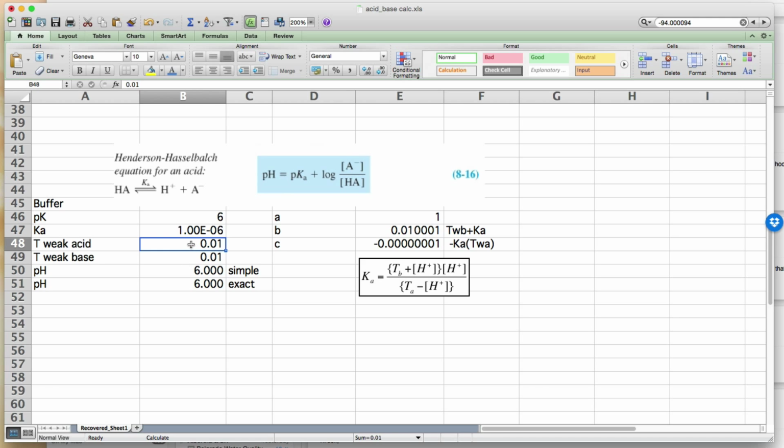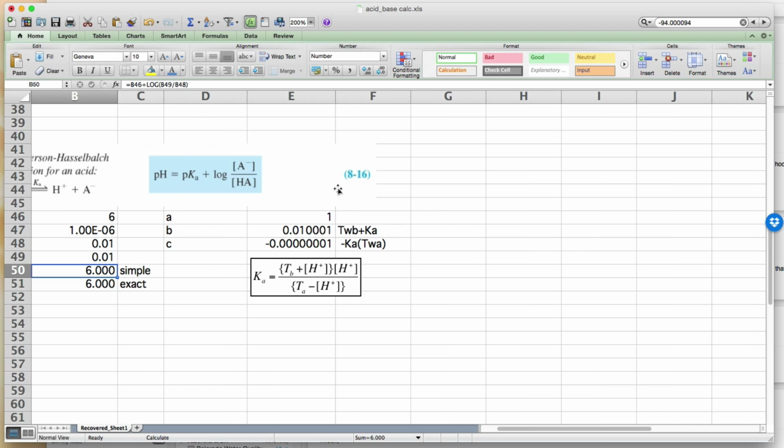And if we, again, assume that A minus and HA are equal to the formal concentrations of total acid and total base, cell B50 is the Henderson-Hasselbalch equation, and we get an answer of 6, which makes sense. A over HA ratio is 1, log of 1 is 0, pKa equals the pH, or pH equals the pKa.